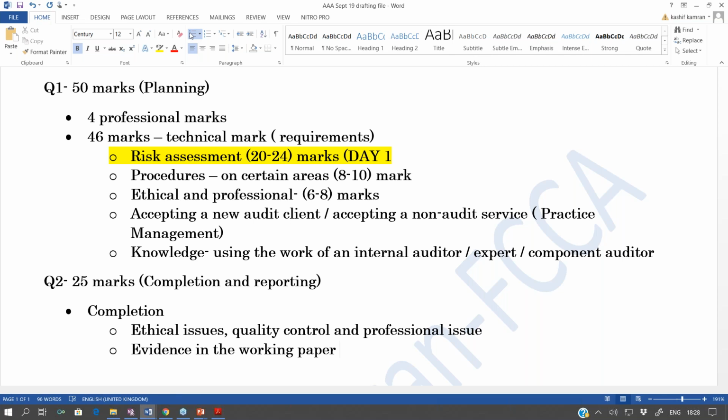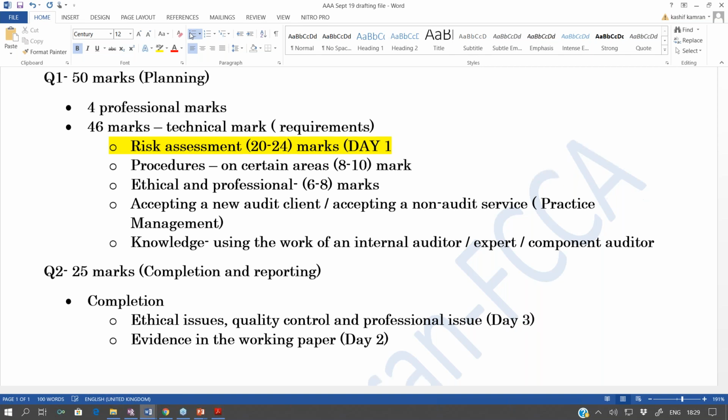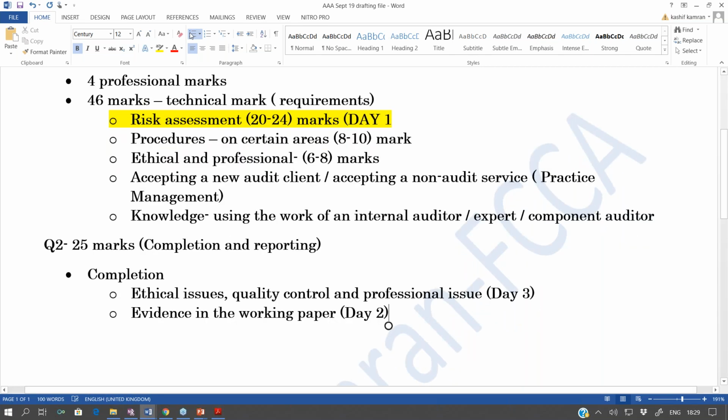So evidence in the working paper is yet another very important issue which comes in question number 2, and I will be covering the evidence on day 3. Sorry, I will be covering the evidence on day 2. I will be covering the ethical issues on day 3. Then out of completion, you move into reporting. Now, reporting is a very main area of your question 2.